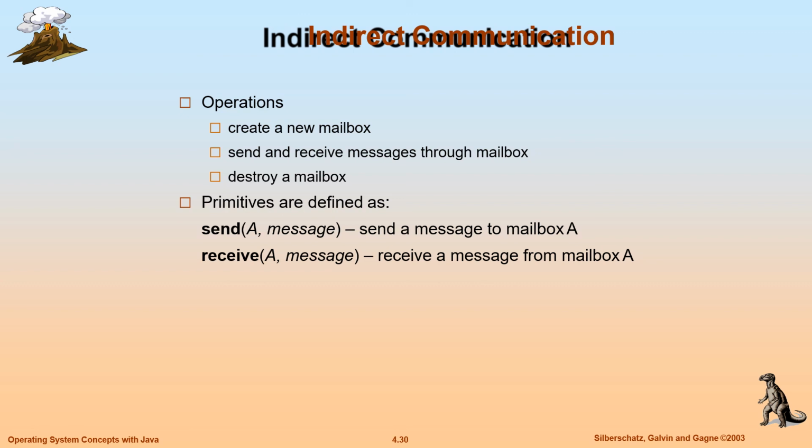Here the primitives are send, where A is the address of the mailbox. So send(A, message), and receive(A, message), which receives a message from a particular mailbox.